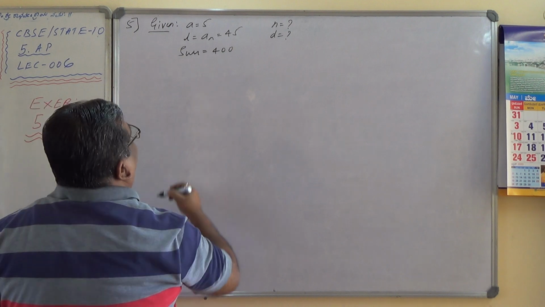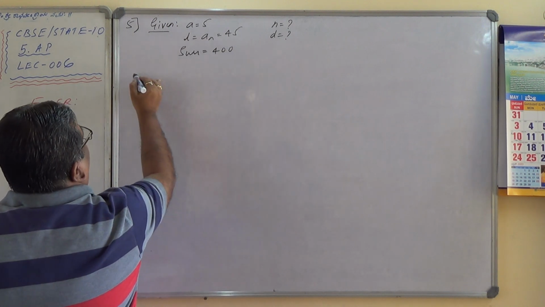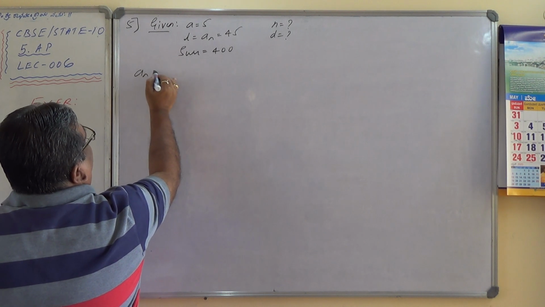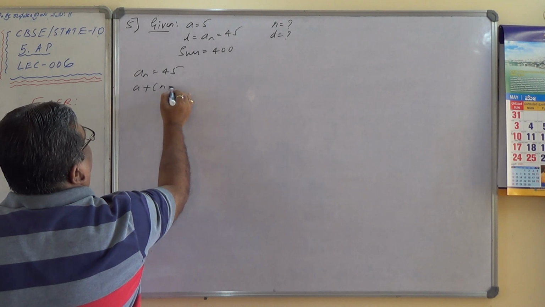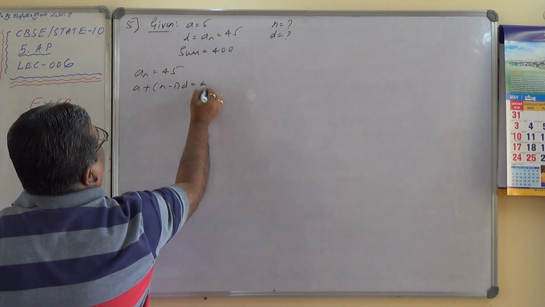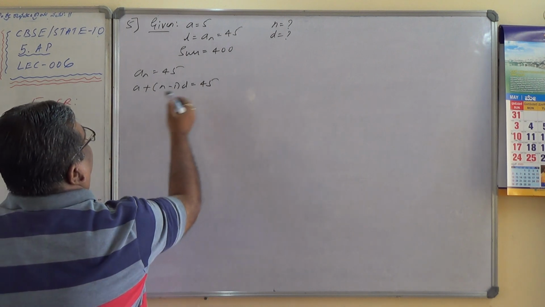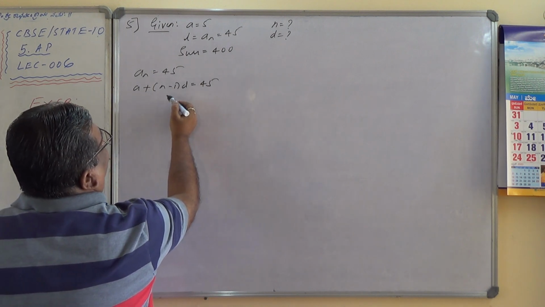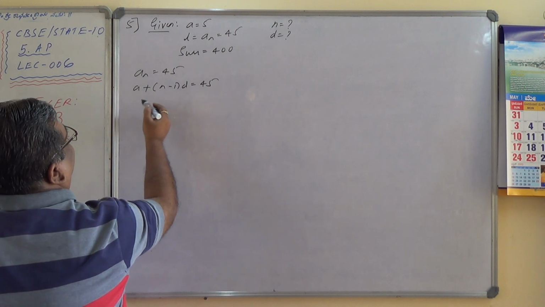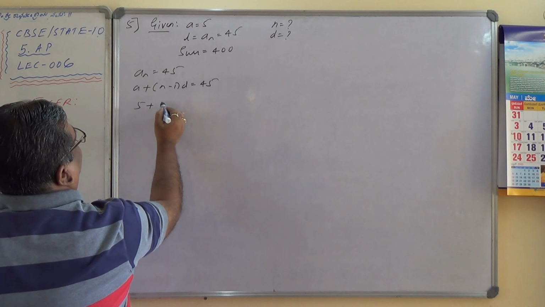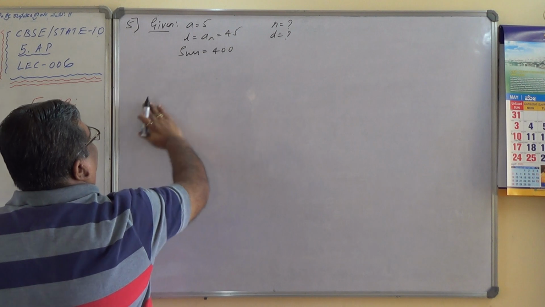So how do you find out? A is given to you and An is equal to 45, isn't it? So An equals 45, A plus n minus 1 into D equals 45, isn't it? A is known to you, N we have to find out, and D also we have to find out. So let us find out two equations, so we may get it. Or I can use the one more formula, it is important. Let's see here.